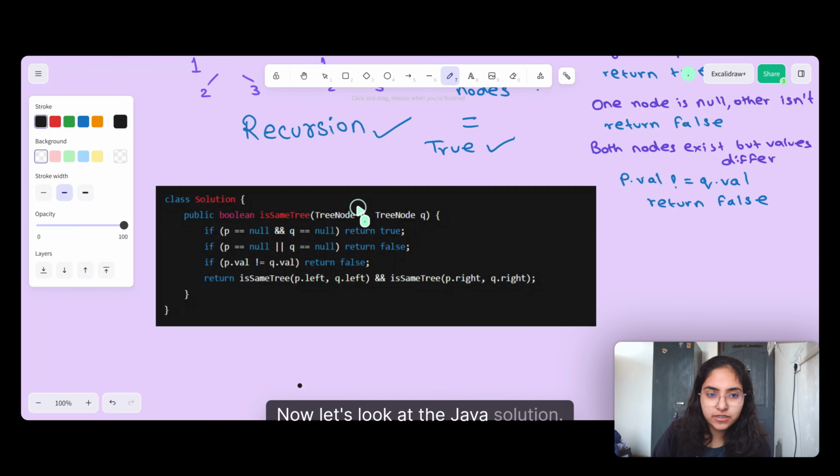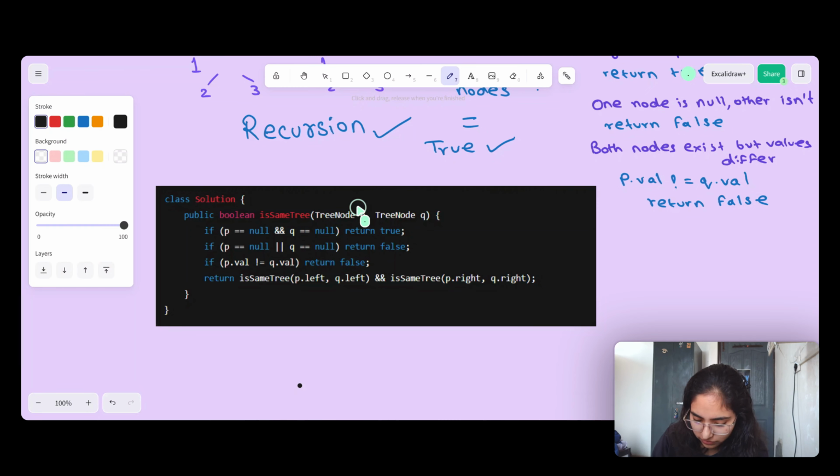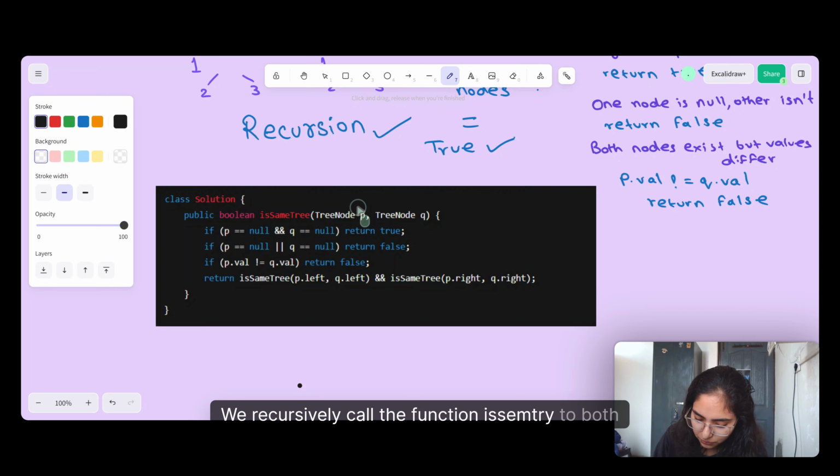Now let's look at the Java solution. The first case is if both are null, that means they are identical. So if p equals null and q equals null, we return true. Case 2 is one null and one not. That means they are not identical, so we return false. Now case 3 is both exist but the values differ. That means p.val not equals q.val, so we return false. Next we write the recursive step. Left and right subtrees must both match. We recursively call the function isSameTree on both the left subtrees and the right subtrees.